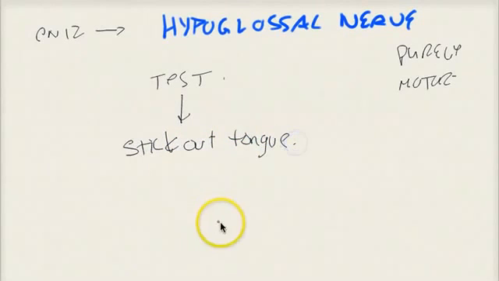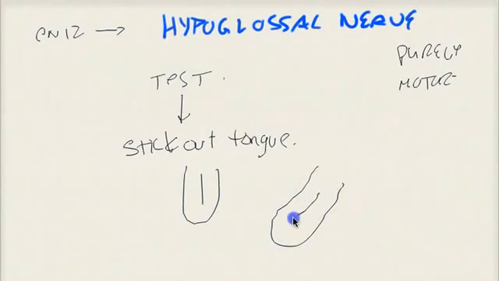Now, there's an easy way to remember which side is injured. Whichever side the tongue sticks to is the side of injury. So if we're looking at our patient face on and we say, stick out your tongue, normally the tongue will come out straight like this. But if we have our patient stick out the tongue and it deviates, for example, to the right side, we know that we have a right-sided cranial nerve 12 injury.